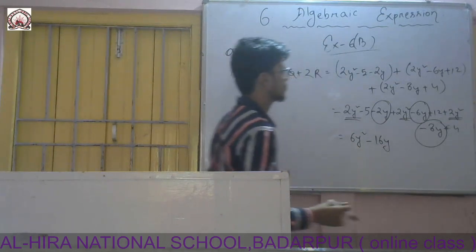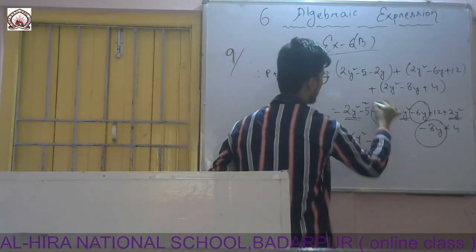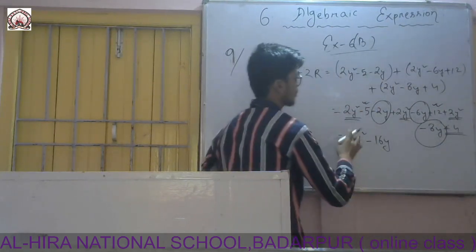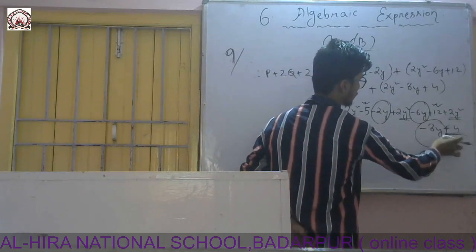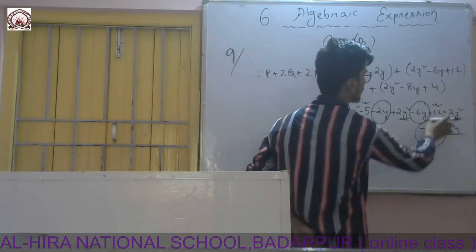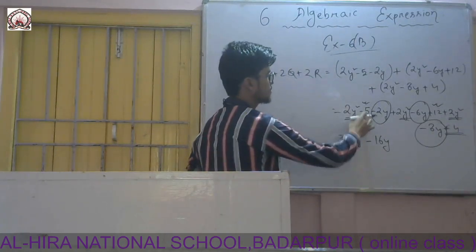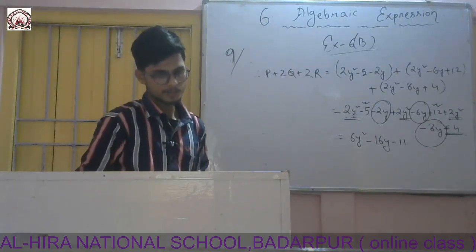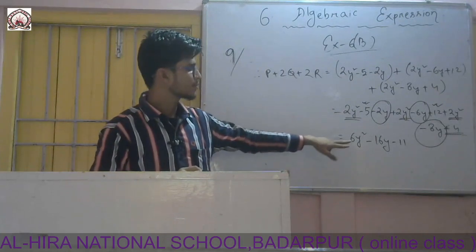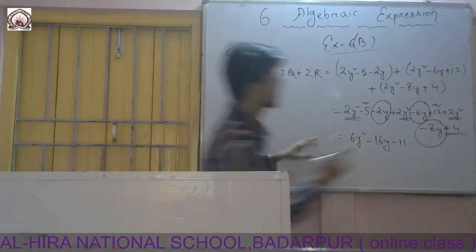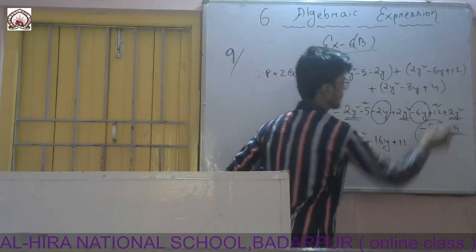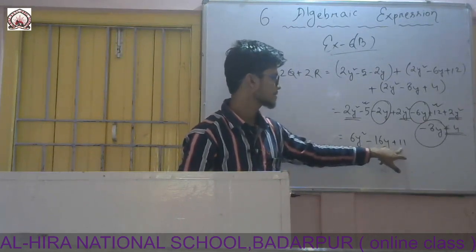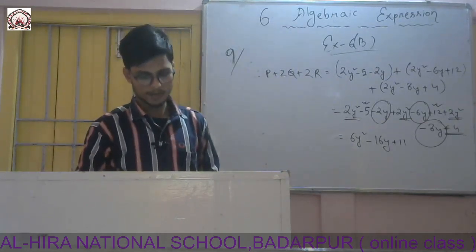Then I will find all the constant terms. One is minus 5, another is plus 12, and the last one is plus 4. Both plus terms: 12 plus 4 is 16, and 16 minus 5 is 11. So the required expression is 6y square minus 16y plus 11. So this is the required expression.